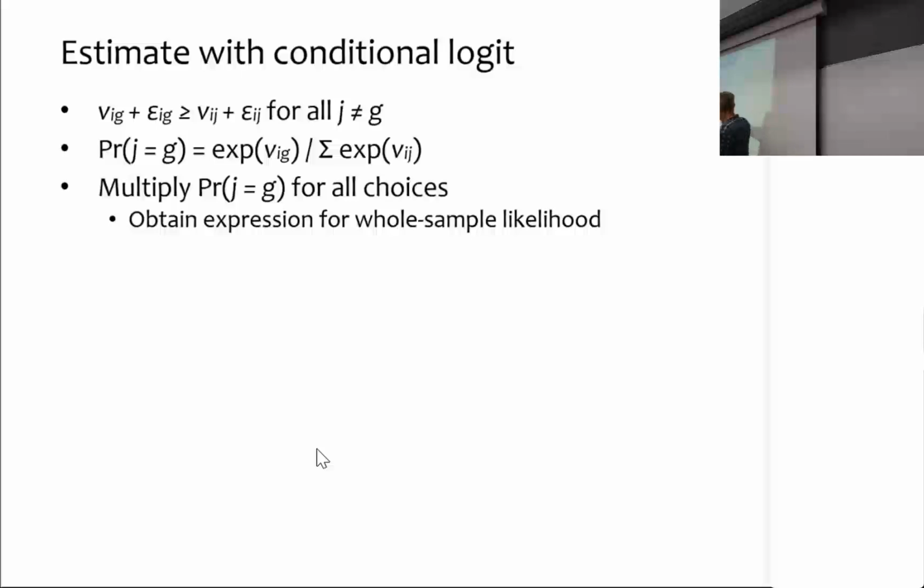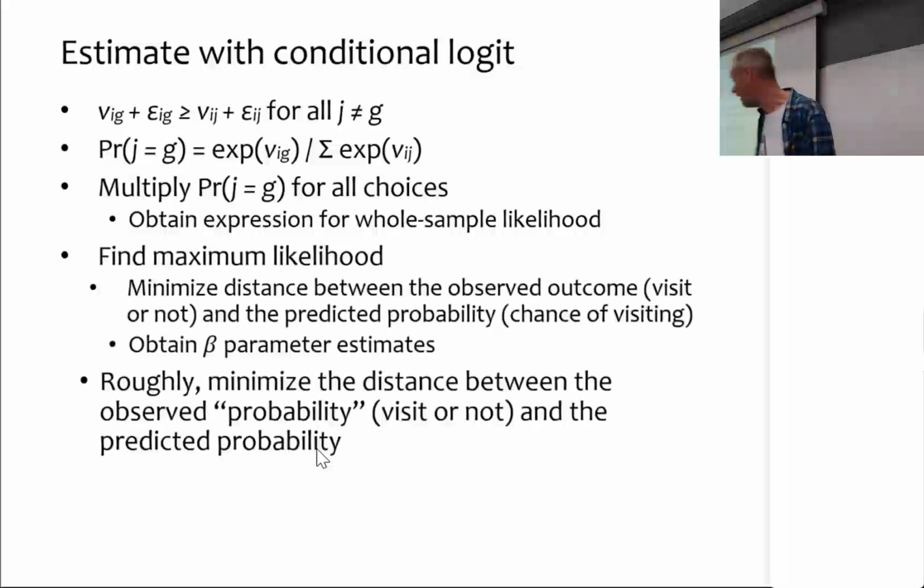Then what you need to do is do this for all parks that are there, and then you have the likelihood function for all your observations. Then you want to find the maximum likelihood by varying the parameters in your deterministic part as well as the variance of your stochastic part, so that you predict where people go.